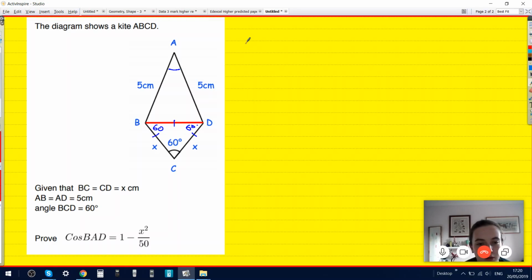Do you remember cos rule? It's like a squared equals b squared plus c squared minus 2bc all over 2a. That's you're thinking of the quadratic formula. Oh. cos A. And so I would use that to get BD in terms of x.